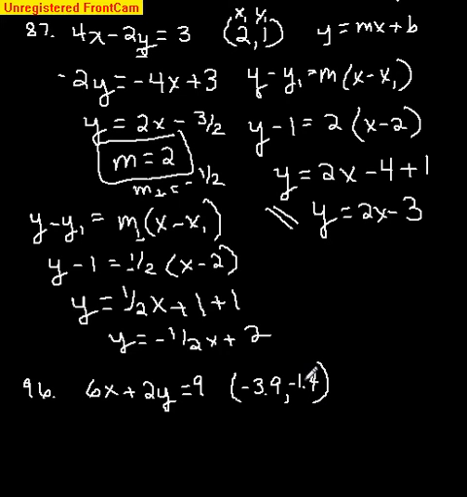So the first thing you have to do, I'm just going to get you started on this one because I'm out of room on my paper here, is put it in slope-intercept form. So you get 2y equals negative 6x plus 9. Divide everybody by 2, so you get y equals negative 3x plus 9/2.